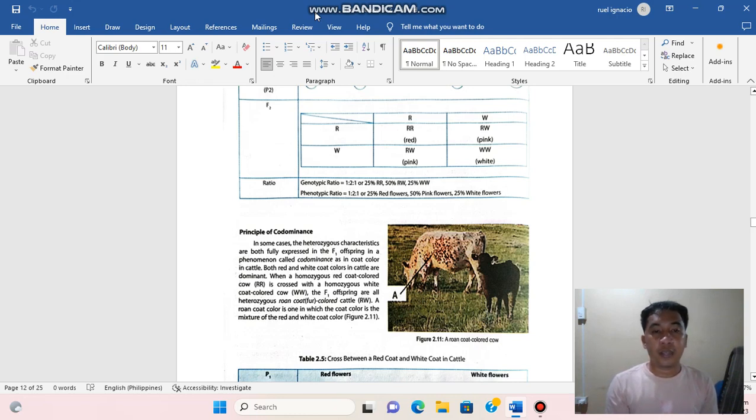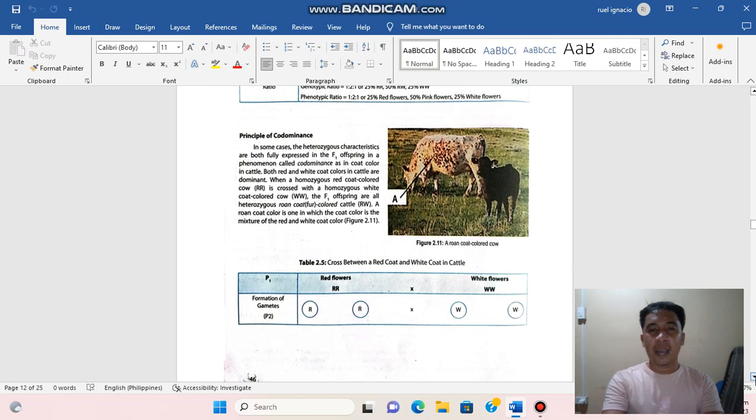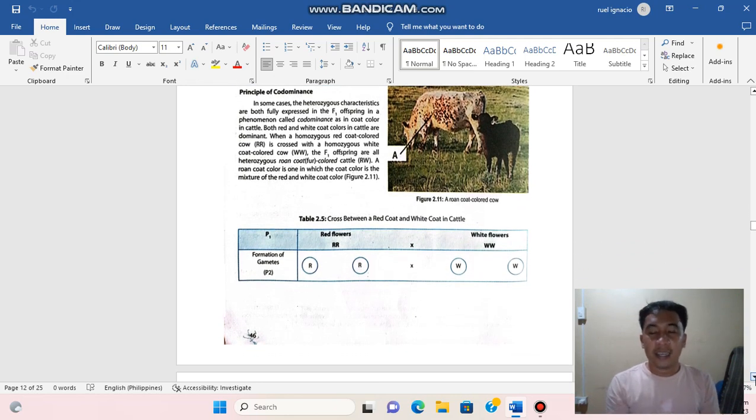So a roan coat color is one in which the coat color is a mixture of the red and white coat color, or the skin. So as you can see there, in the example of the cattle, the skin of the cattle did not blend, unlike in the flower earlier where the red and white mixed and formed pink. That is incomplete dominance. In codominance, both are expressed, no?